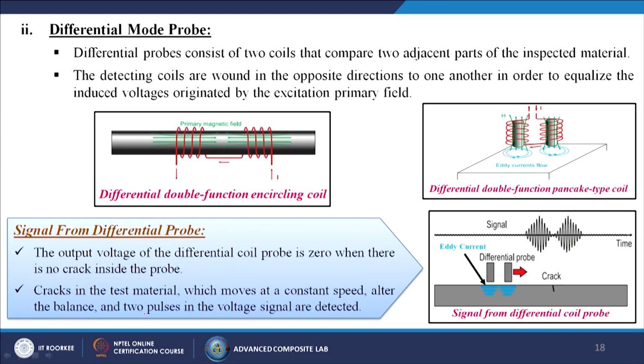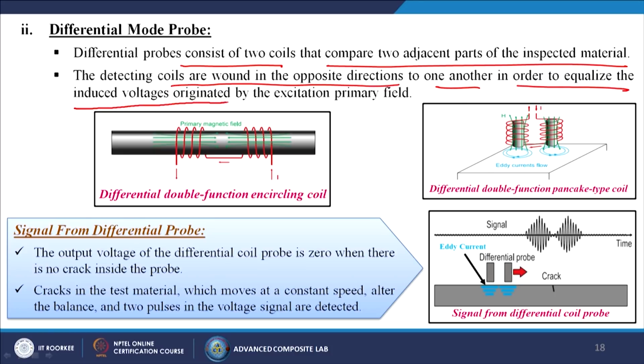Next, come to the differential mode probe. Differential probes consist of 2 coils that compare 2 adjacent parts of the inspected material. The detecting coils are wound in opposite directions to one another in order to equalize the induced voltage originated by the excitation primary field. Now, a differential double function encircling coil looks like this. So, here in this case we are using the double function pancake type coil.